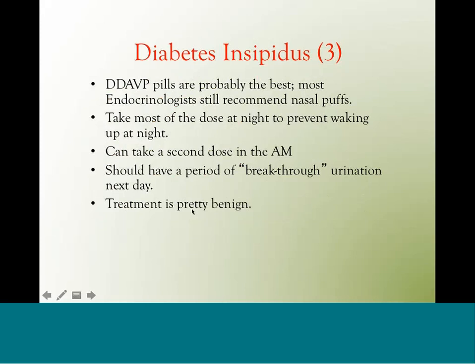The treatment is pretty benign. It is important to follow their sodium level. If they're on too much DDAVP, their sodium's often low. If they're on too little, it's high. So I would usually get a sodium level about every 2 or 3 months or so.